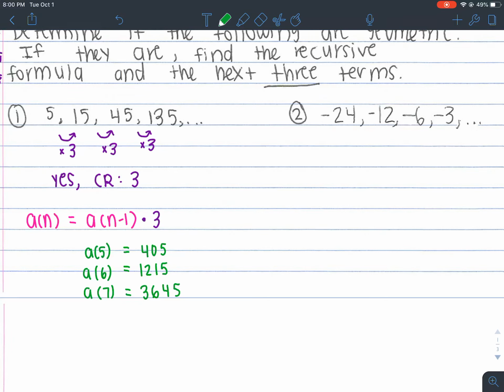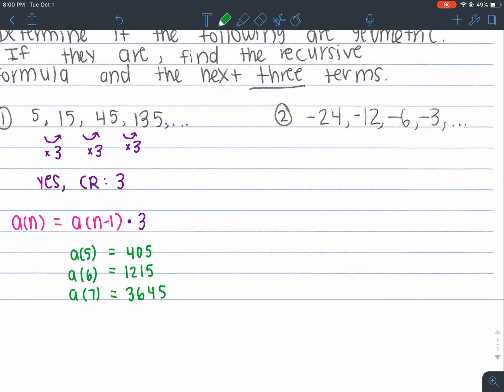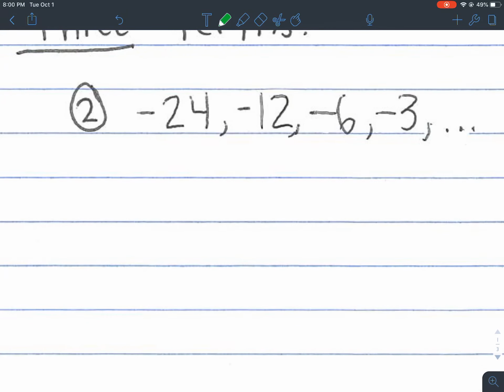All right, so looking at number 2, we have negative 24, negative 12, negative 6, negative 3, ... So what's happening here? Well, if you notice very carefully, you're dividing by 2, right? Negative 24 divided by 2 is negative 12. Negative 12 divided by 2 is negative 6. Negative 6 divided by 2 is negative 3.